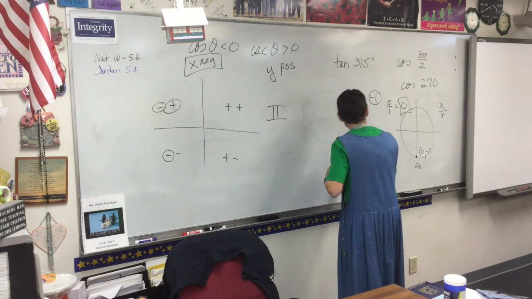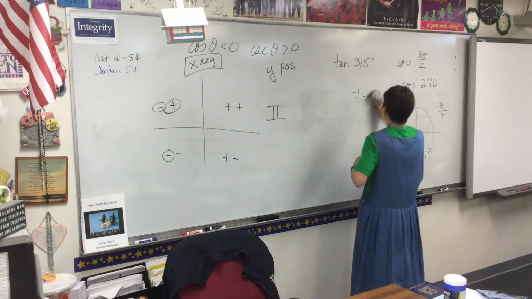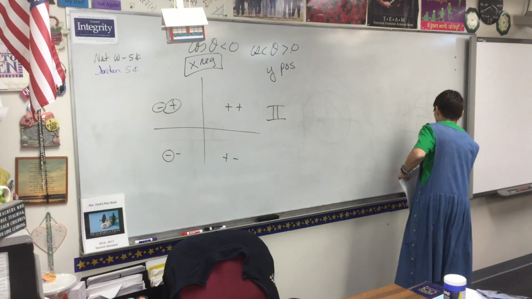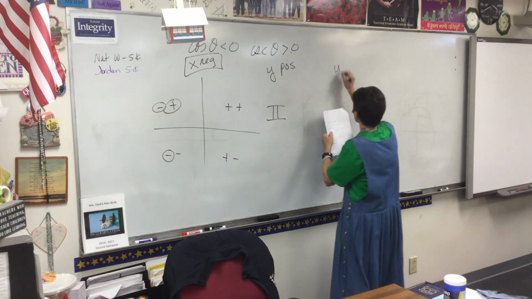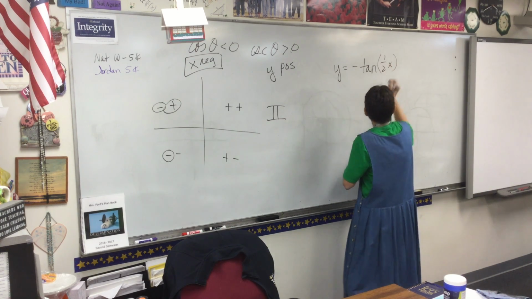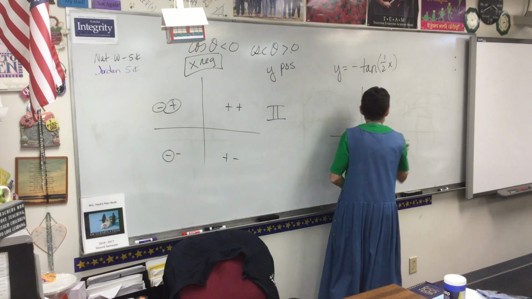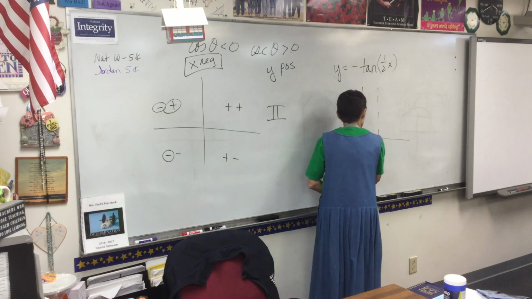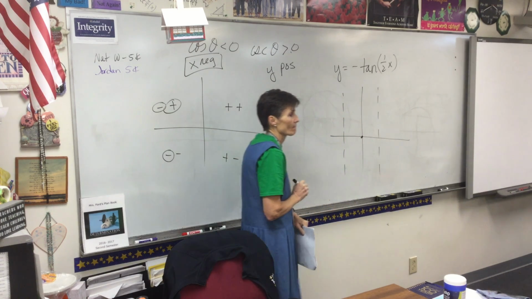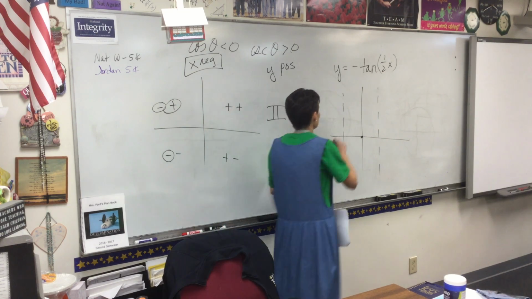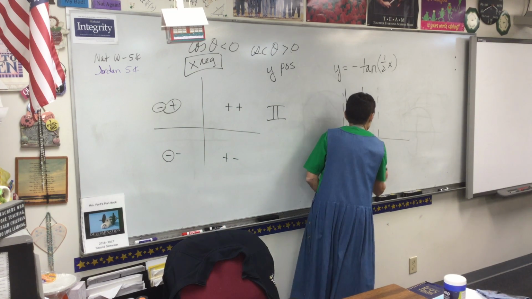All right, let's get a graph done here, one graph. So we're going to sketch negative tangent 1/2 X. So here we go. Tangent, asymptote, asymptote, dot at the origin. It's 45. It's going down because of the negative, right? Yes.